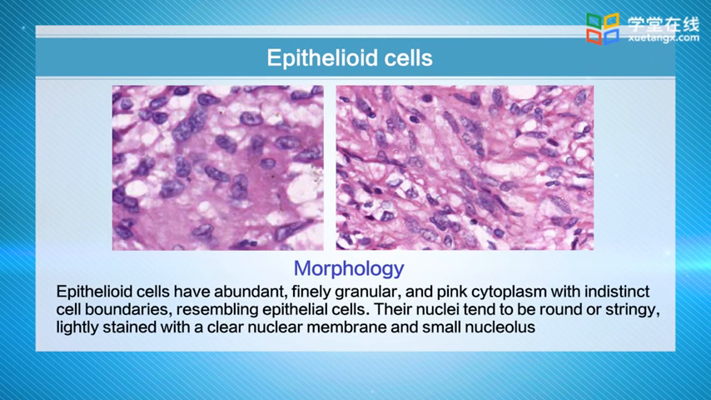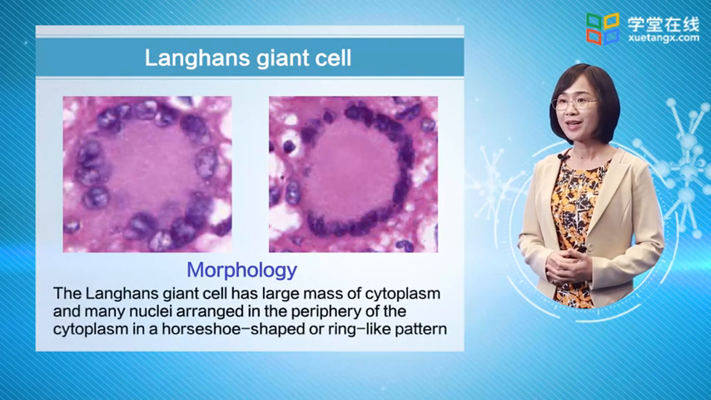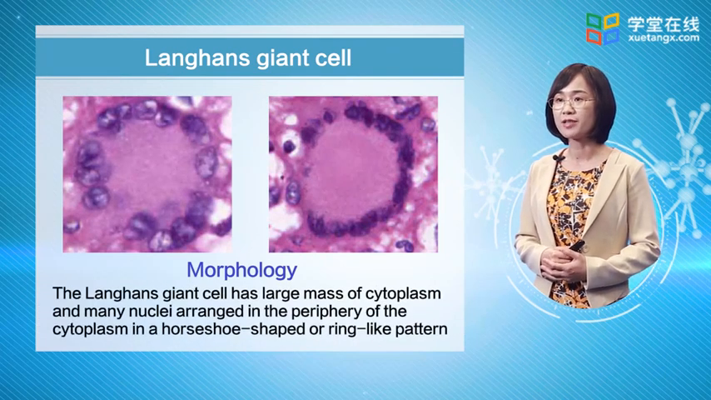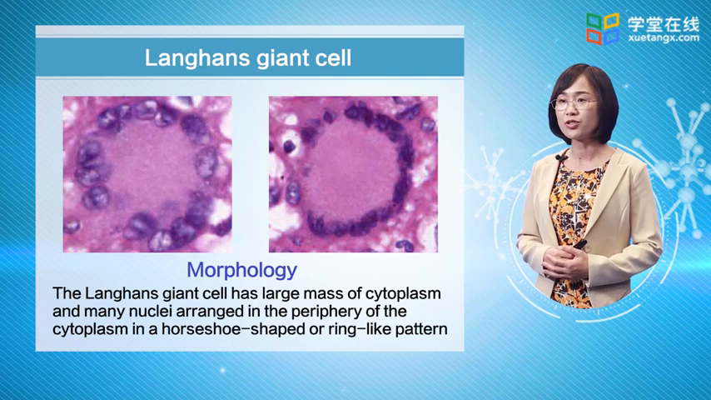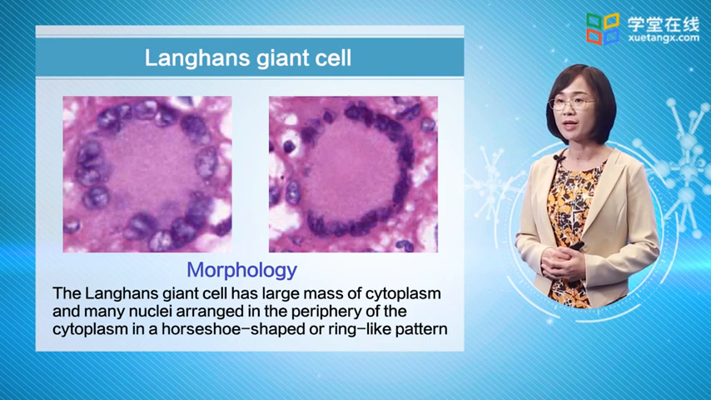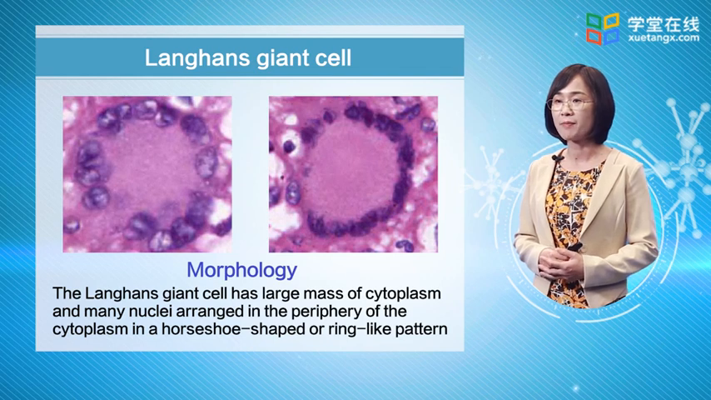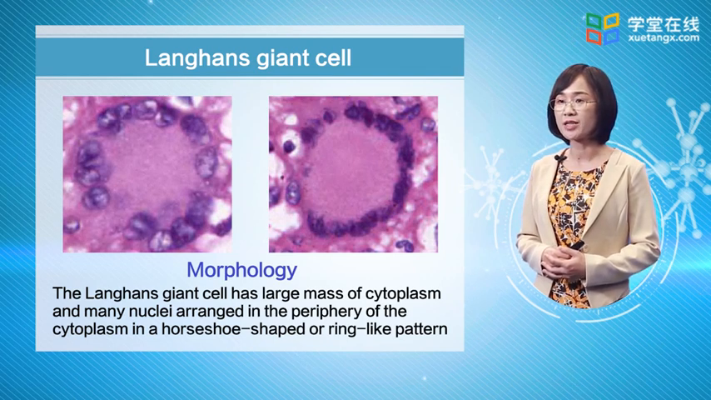Microscopically, epithelioid cells have abundant, finely granular and pink cytoplasm with indistinct cell boundaries, resembling epithelial cells. Their nuclei tend to be round or stringy, lightly stained with a clear nuclear membrane and small nucleolus. The Langhans giant cell has a large amount of cytoplasm and many nuclei arranged in the periphery of the cytoplasm in a horseshoe-shaped or ring-like pattern, and is particularly characteristic of the tuberculous granuloma.